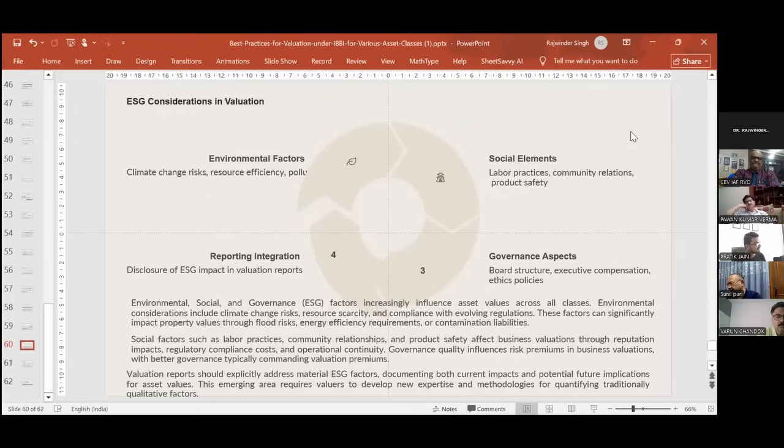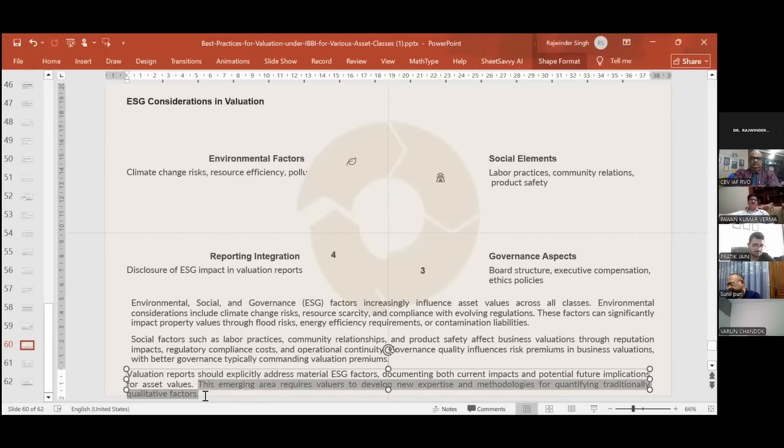So a valuation report should explicitly address material ESG factors, documenting both current impacts and potential future implications for asset values. This emerging area requires valuers to develop new expertise and methodologies for quantifying traditionally qualitative factors.